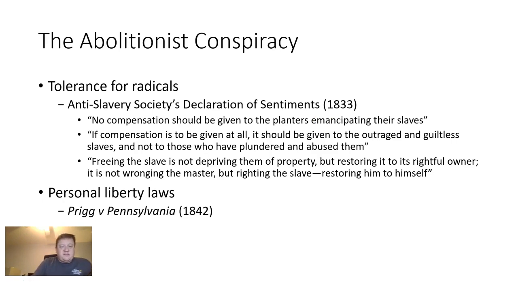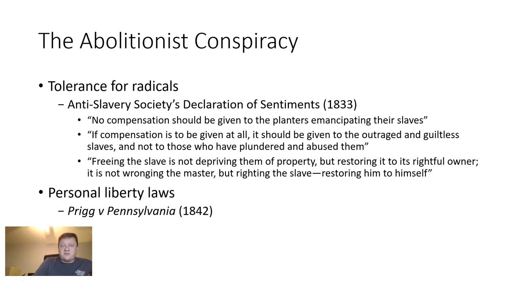Now, this type of stuff seems sensible to us today, but back in the 1830s, this stuff goes against the idea of the Constitution. The Constitution allows slavery. The Constitution allows people to profit on slavery. And so the idea that we're going to get rid of slavery with no due process and with no compensation, that's unconstitutional from the perspective of Southerners.